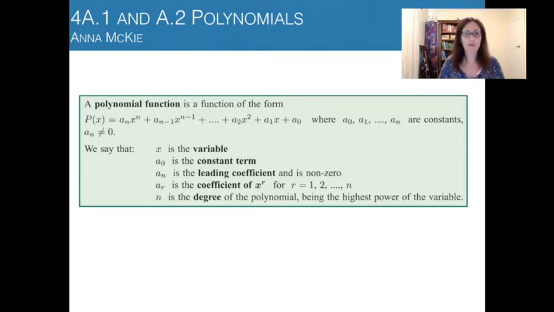So a refresher on some facts about polynomials. They're of a form like this. Don't worry, you don't need to remember this. It's just the fancy definition. And some facts are that x is a variable.